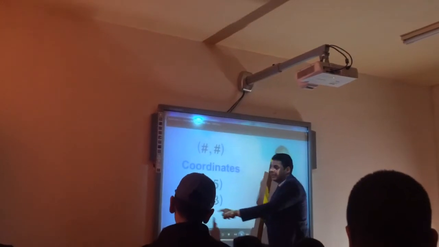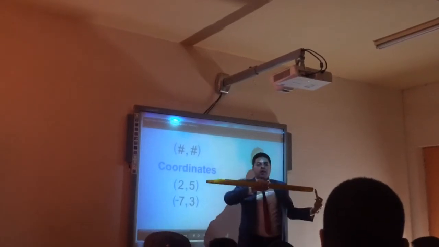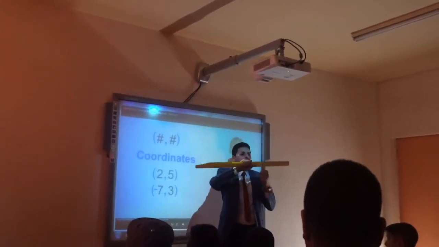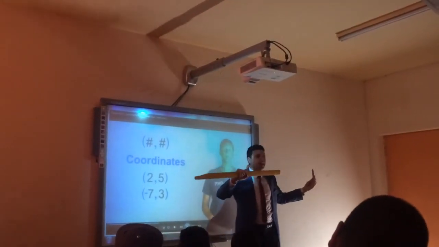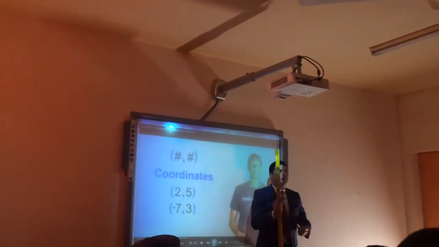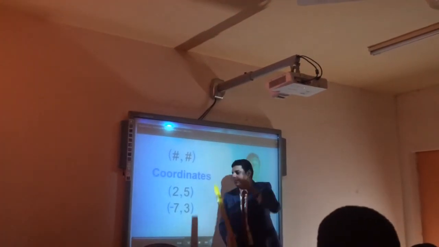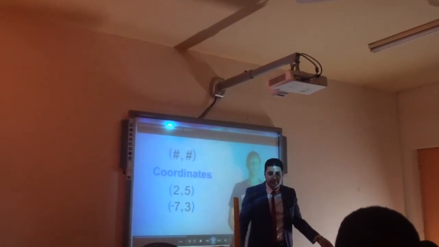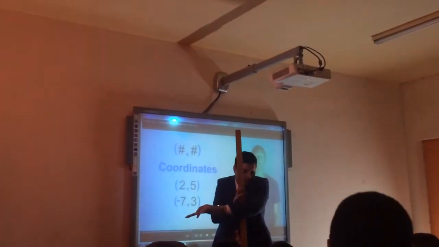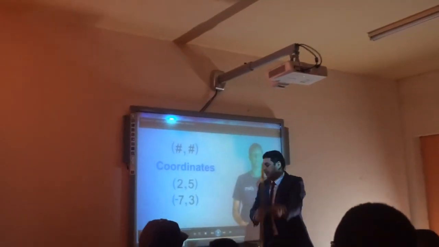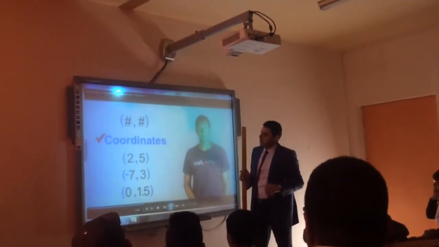And for the other ordered pair here, negative 7 is on the x-axis: 0, negative 1, negative 2, negative 3, negative 4, negative 5, negative 6, negative 7. And the 3 belongs to the y-axis: 1, 2, 3. The point is called an ordered pair and belongs to the coordinate plane. With parentheses and a comma, like (3, 0) or (0, 1.5), you know you're dealing with coordinates.